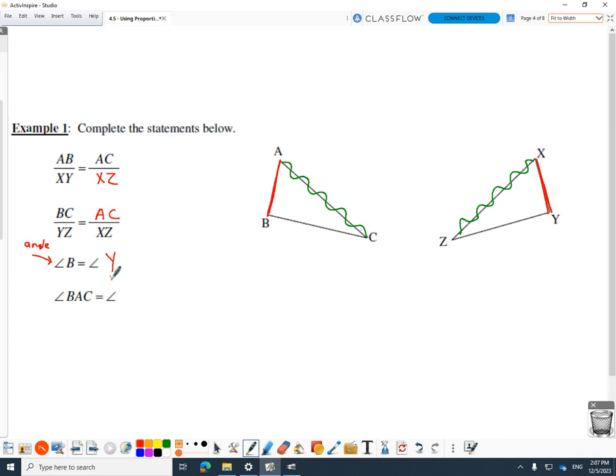BAC. Now watch this. Some people kind of like this. I'll get my highlighter out and show you why they call it BAC. You ready? You start at B and you go BAC. That angle there. They're really talking about angle A. It's really the one in the middle they're talking about. What angle does that match up with? YXZ, yes.